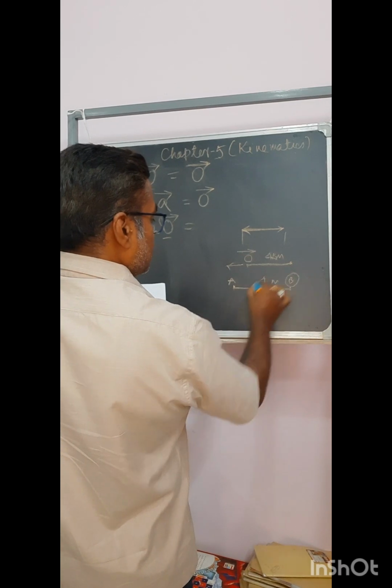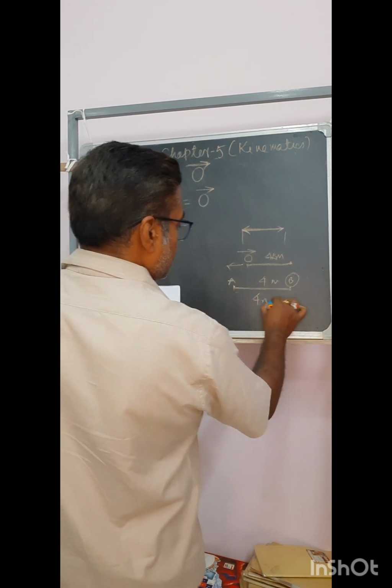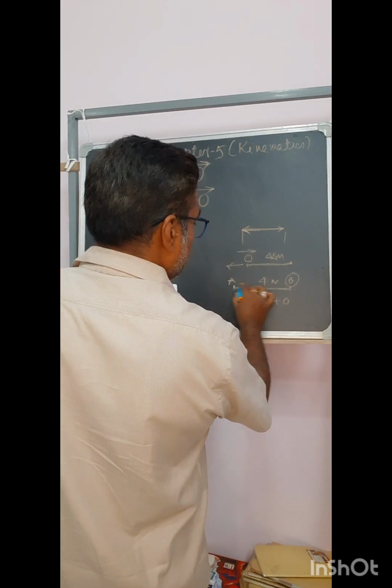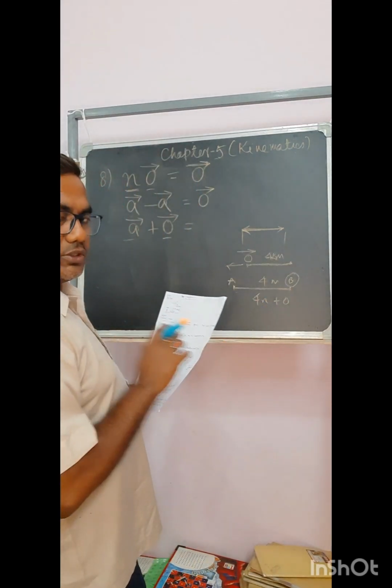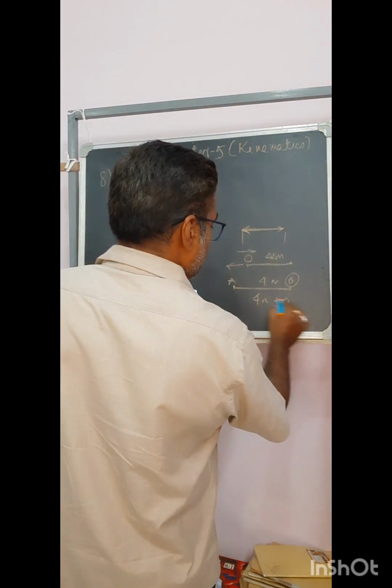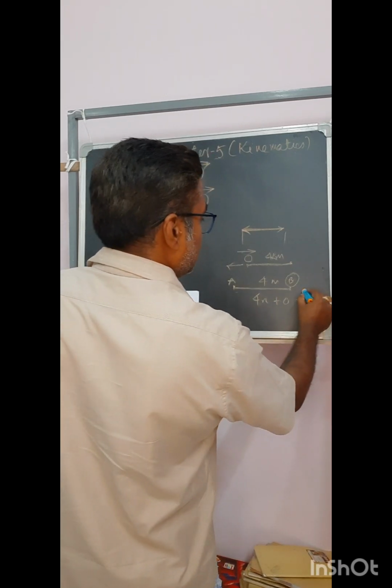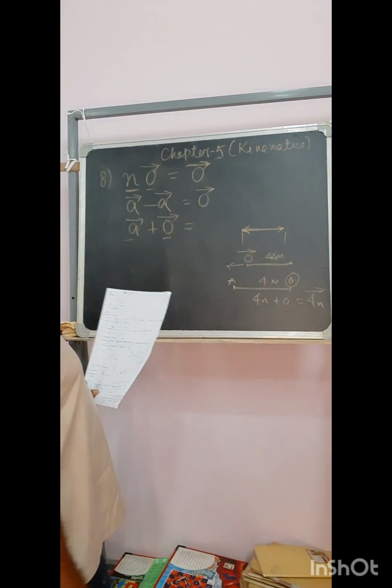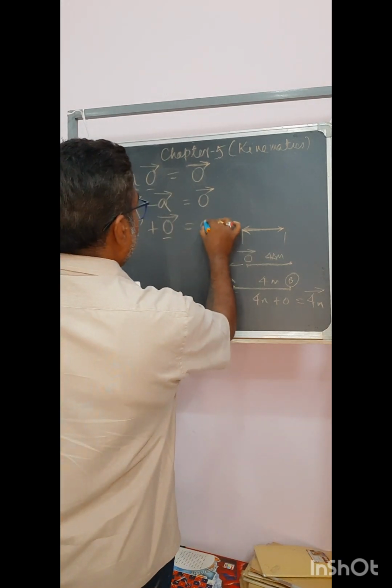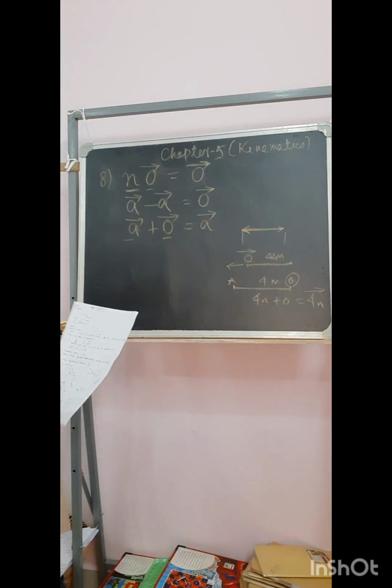So the 4 meters has to be added to 0, but definitely it was trying to move in the same direction. So the resultant would be 4, because there is no further movement, but the vector will remain a vector. So it will be this only. Okay.